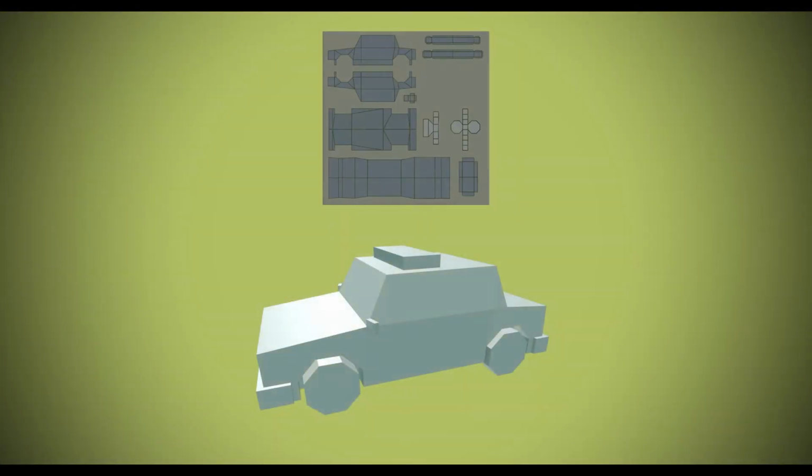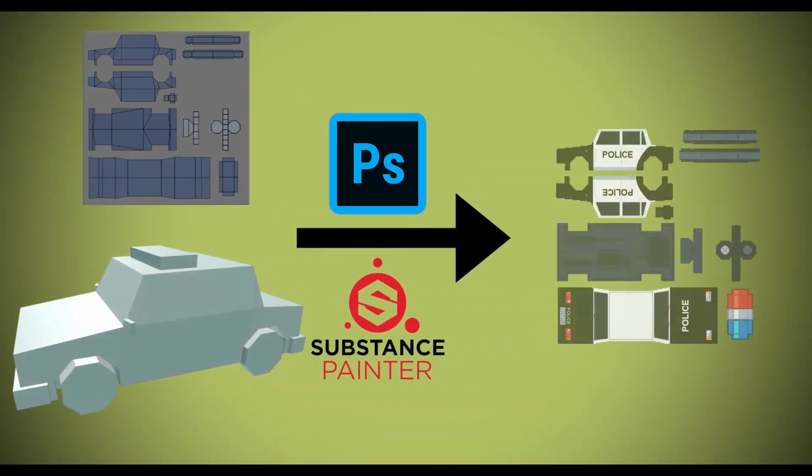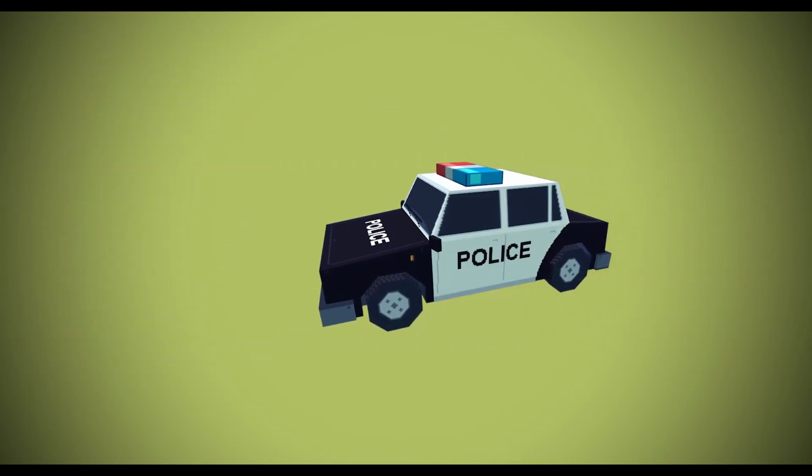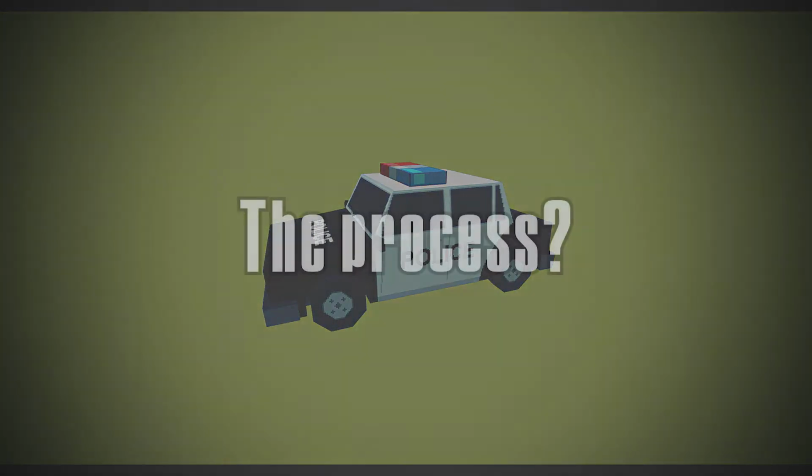The reason we UV map our 3D model is to prepare it for the texturing process. The textures will then be projected onto the 3D model thanks to the UV map that we've made.